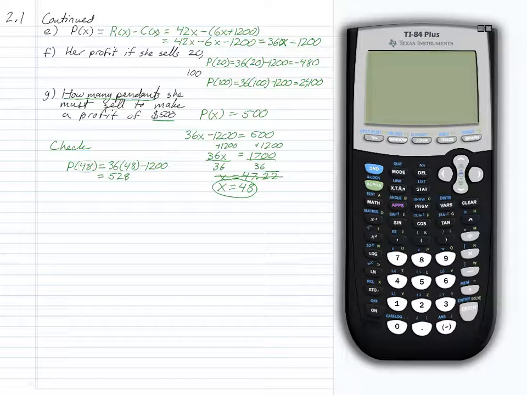Now if we sold one fewer pendant, we wouldn't quite get there. We would have 36 less dollars and be below 500. So this is the first x value, the first number of pendants that we come to, where our profit is greater than 500. And that is what we are going to need in order to satisfy that question.